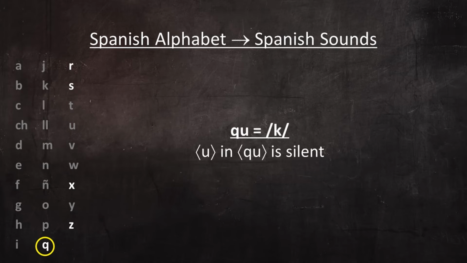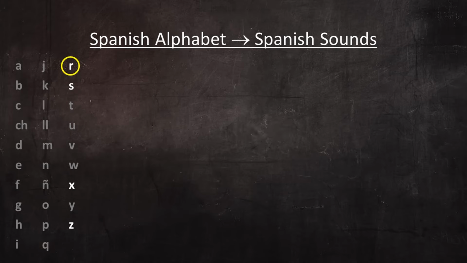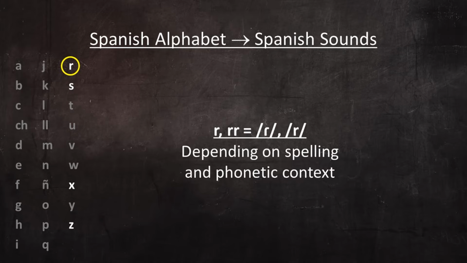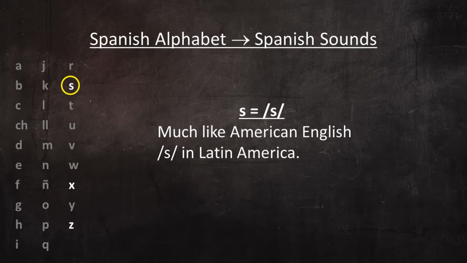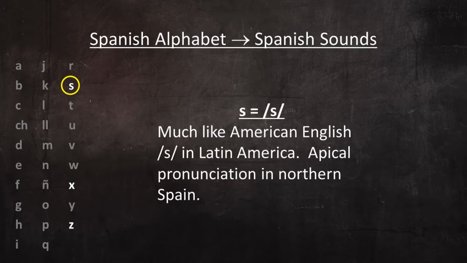In the QU combination, the U is silent. Depending on where it falls in a word, Spanish R can appear either as single R or double R, and depending on phonetic context and spelling, may be pronounced either as a tap or trill. Spanish S represents the S phoneme, which in Latin America is pronounced much like American English S, but has an apical pronunciation in northern Spain.